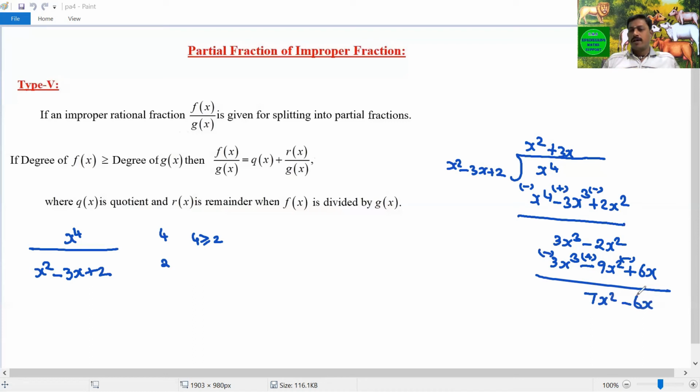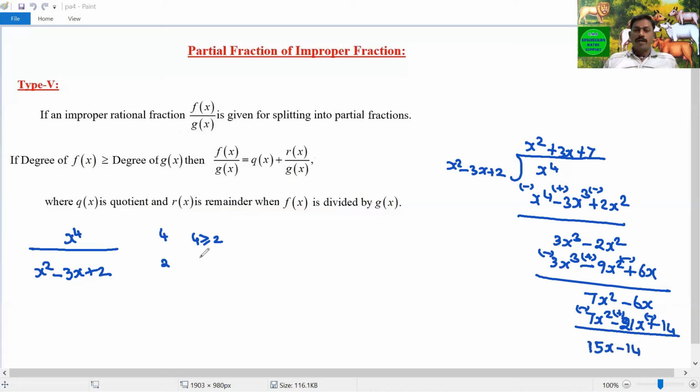minus 6x. Now we need here 7x square, here we will have x square, so multiply that term by 7. So we'll get 7x square minus 3x into 7 is 21x plus 14. If you subtract this, 7x square will get cancelled. Here we will have 15x minus 14.